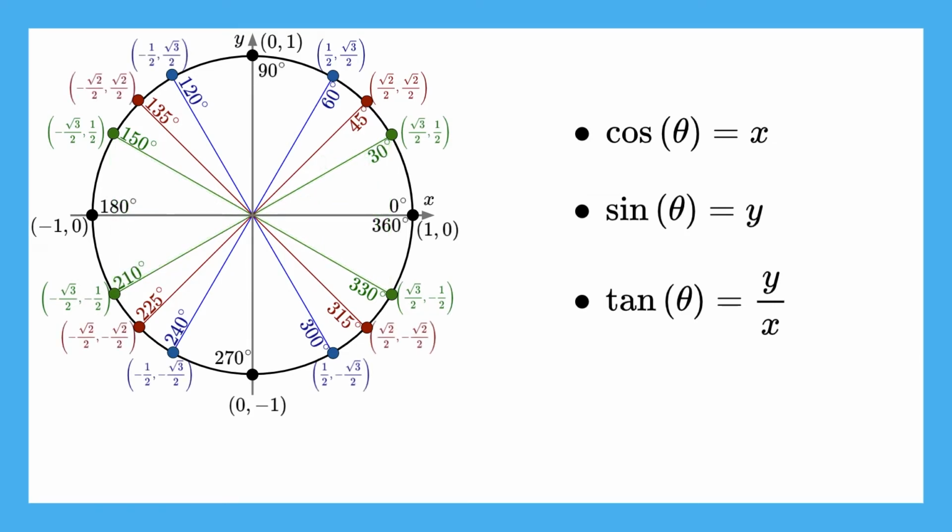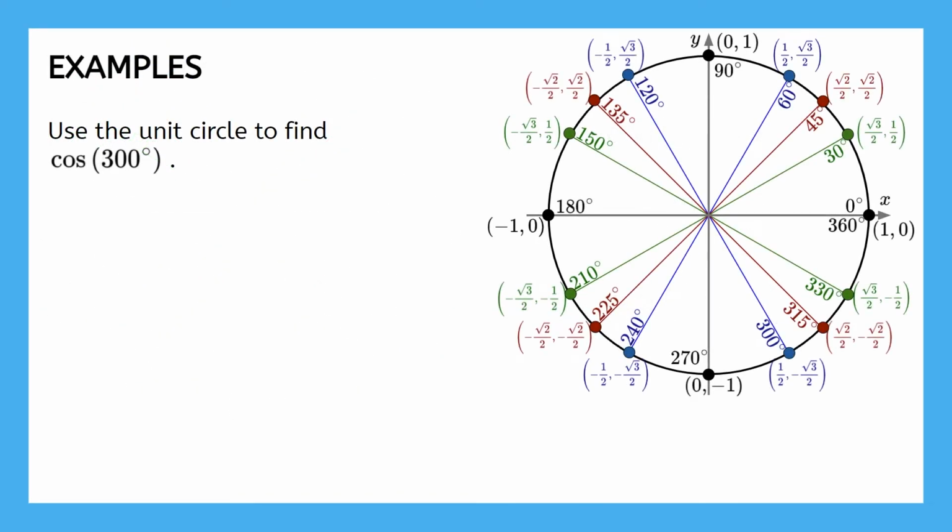When you have a finished unit circle, you can find all of the most important sine, cosine, and tangent values in no time at all, because these rules, cosine equals x, sine equals y, and tangent equals y over x, are true for any point on the unit circle. Let's do some examples to see how we can use this diagram.